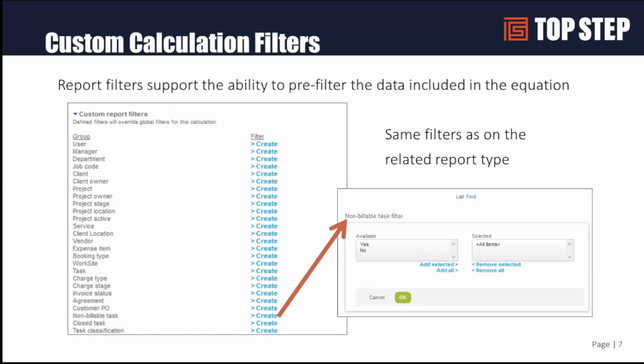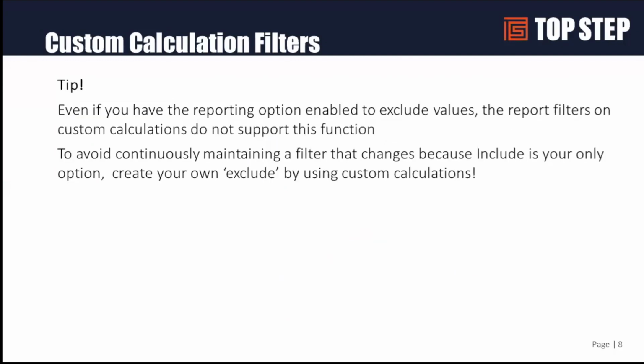Okay. Now, there is a tip related to the filtering piece of this. Many of you may have the reporting option turned on, so when you go into the report and you go to a filter, you have an include and an exclude option. So you can exclude things, not include things in the system. Even if you have that turned on, the report filters in a custom calculation do not support an exclude option.